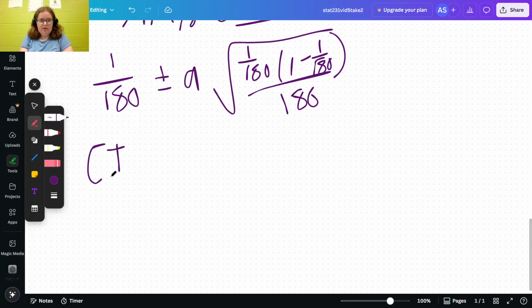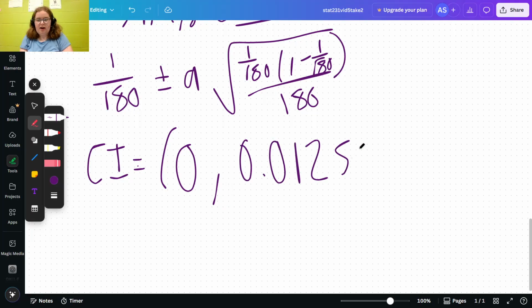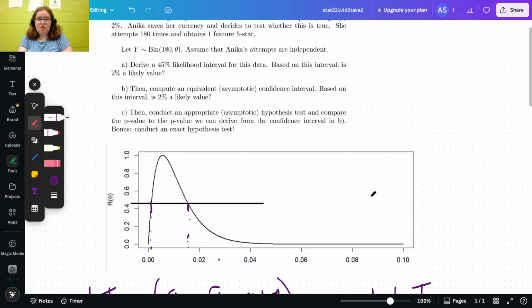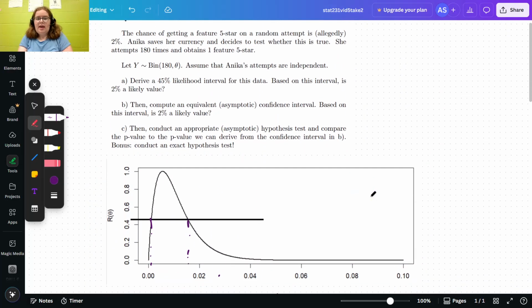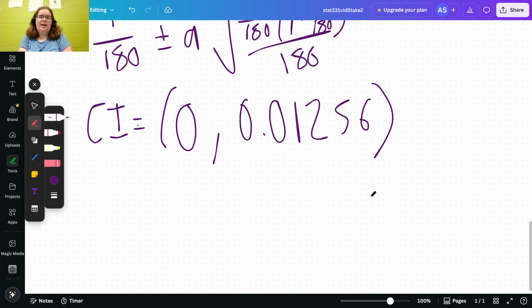So our confidence interval is about 0 to 0.0125 and 6. So from here, we are asked, is 2% a likely value based on this? And the answer is again, no, because we see that it's not involved in this interval, so 2% is not an element of the confidence interval, so we would not say it's likely based on this data.